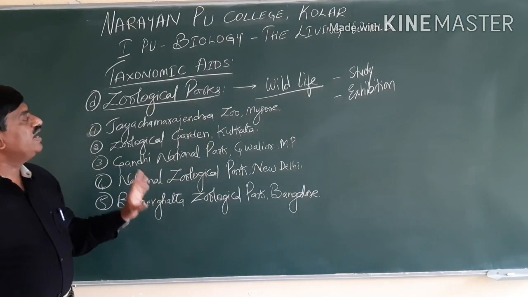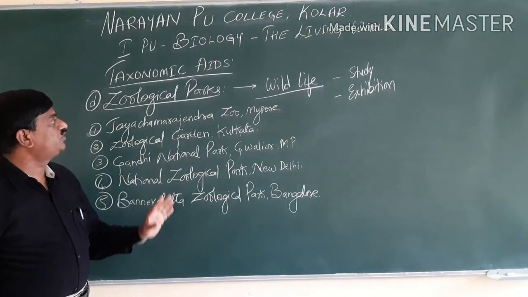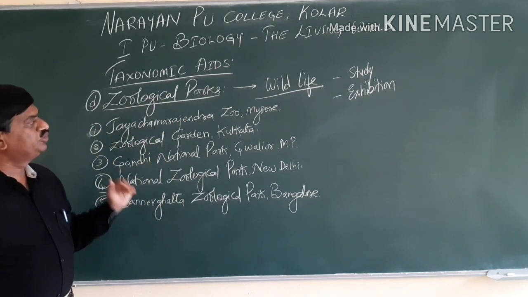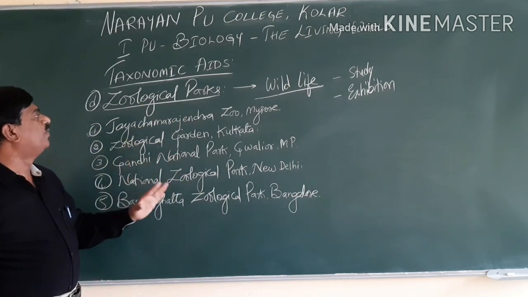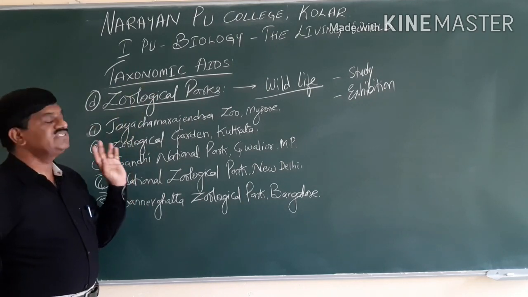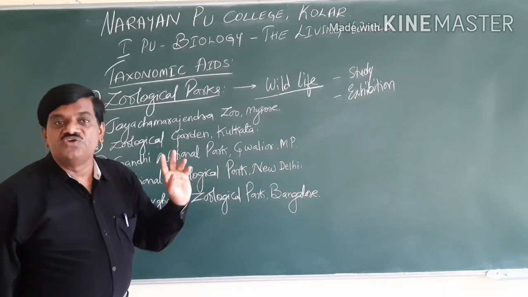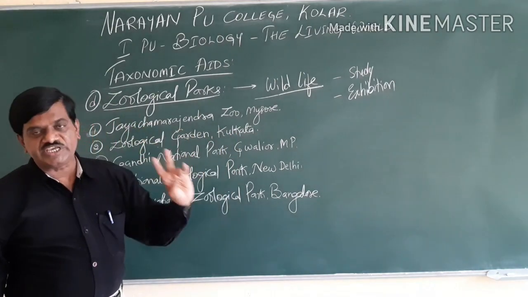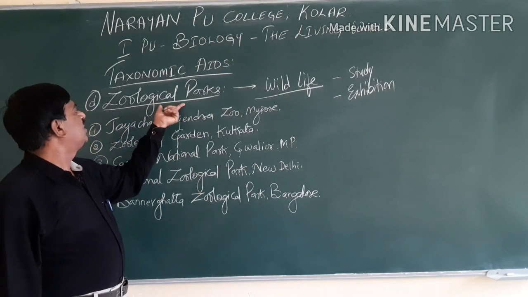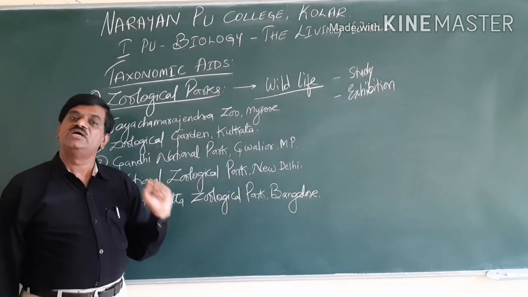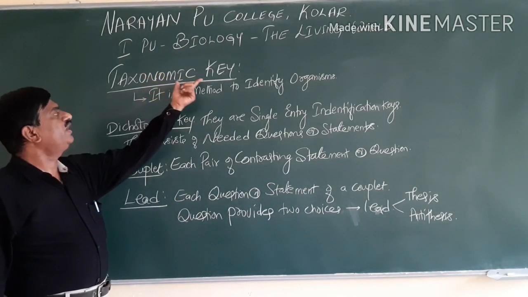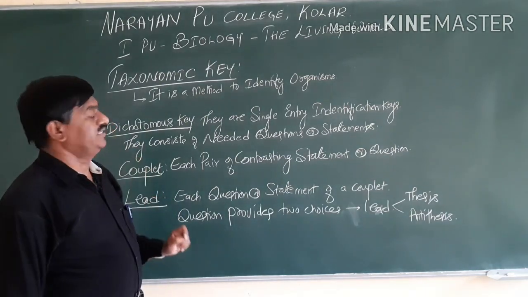So like this, wild animals are being preserved here and maintained here, reared here for exhibitions or for a trip or to know about particular animals. All this together is called taxonomical aids. The first one was herbarium, the second one was botanical gardens, the third one was biological museums, and the fourth one is called zoological parks.